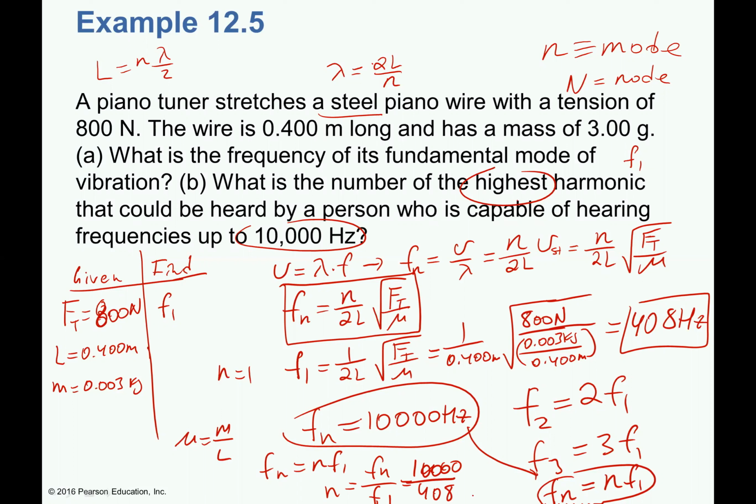And if we do that, we're going to get 24.5. Well, we ignore the .5. So then what we can say here is the highest harmonic for someone capable of hearing 10,000 hertz is n equals 24. That means the 24th harmonic. We can go all the way to the 24th harmonic to hear a sound.